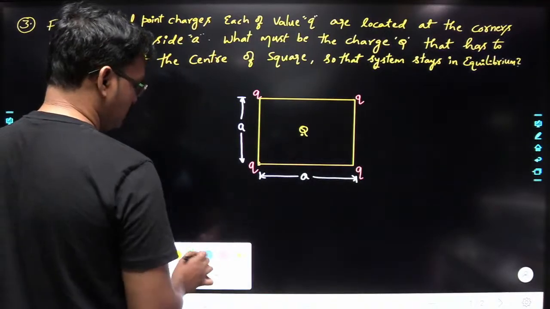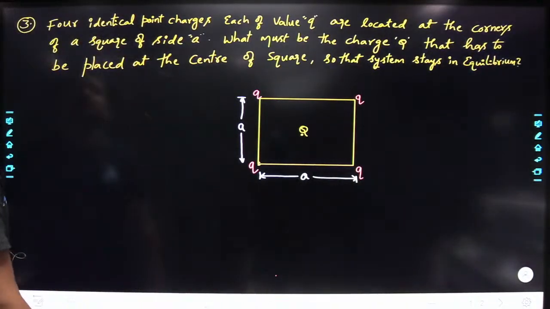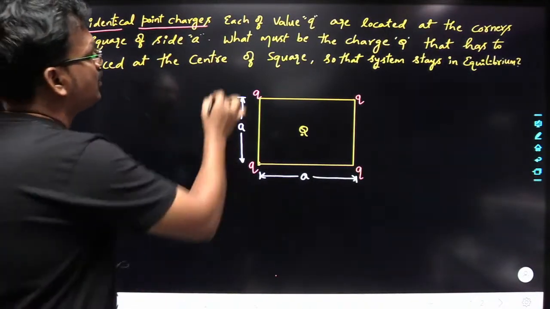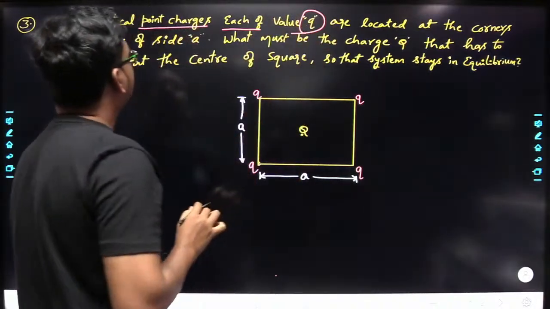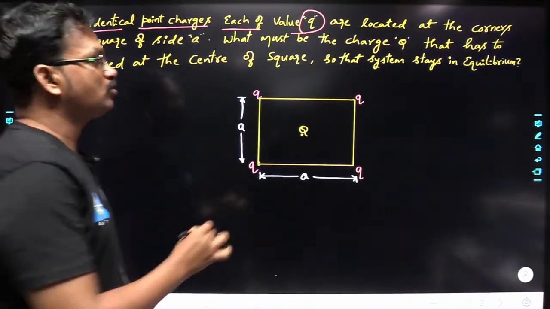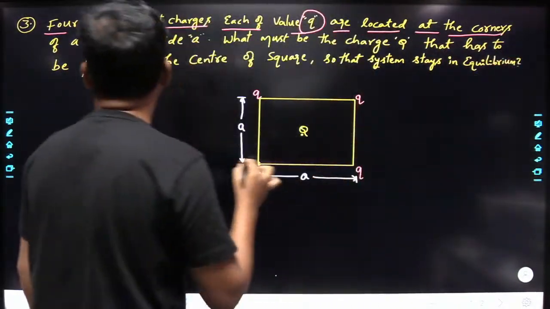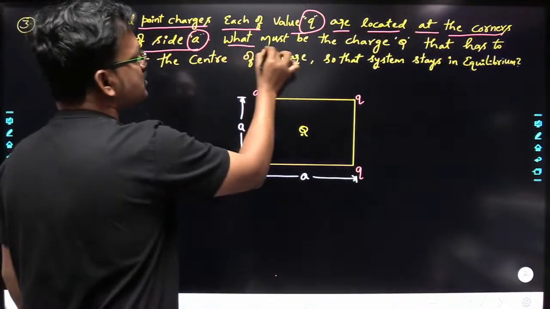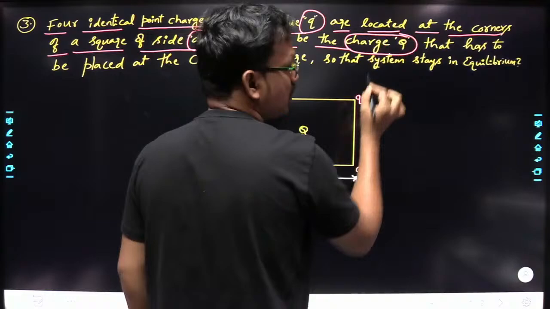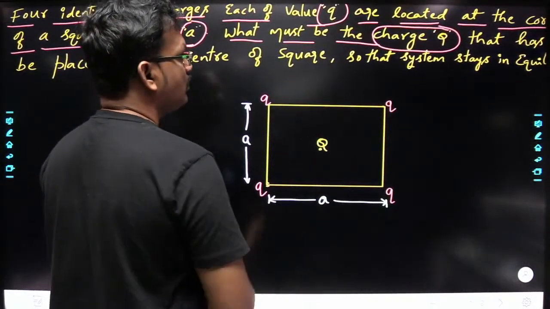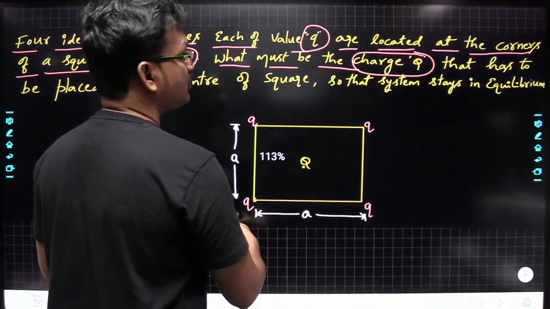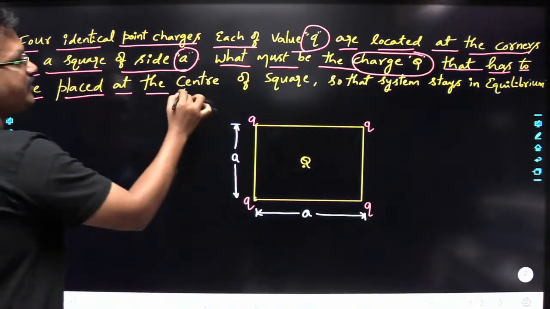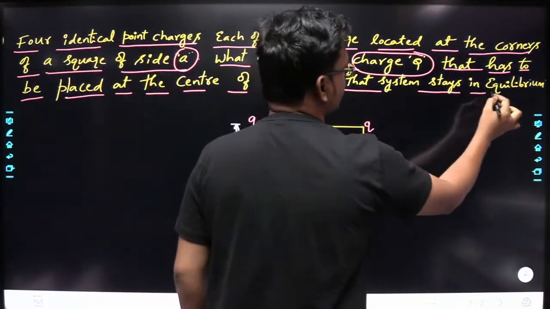So here what they have given, see here. They have given 4 identical point charges, each of value q, located at the corners of a square of side A. What must be the charge capital Q that has to be placed at the center of the square so that the system stays in equilibrium?